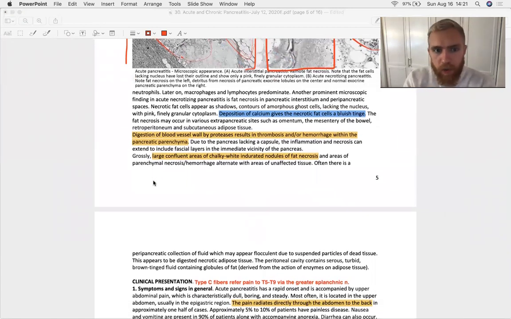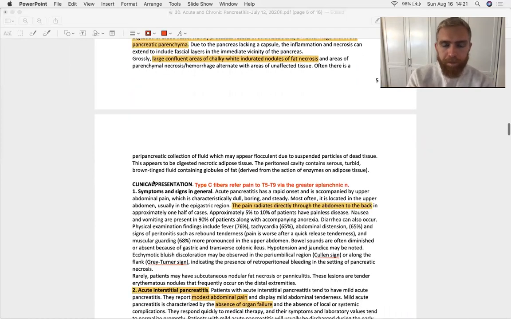So you can get a hemorrhage within the pancreas in the case of necrotic pancreatitis via digestion of blood vessel walls by the trypsin released secondary to that obstruction, causing the backup of the enzymes. Grossly, large confluent areas of chalky white indurated nodules of fat necrosis and areas of hemorrhage alternate with areas of unaffected tissue. So we looked at a gross pancreas and we saw that.